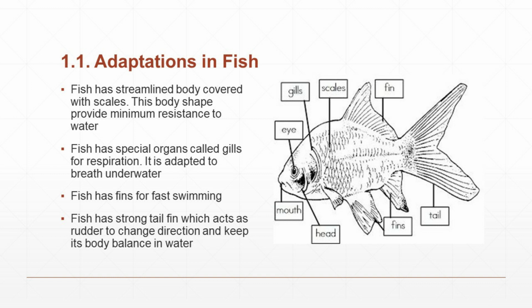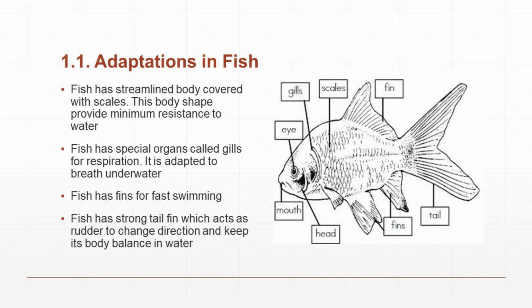The fish live either in fresh water or marine water. Fresh water means the ordinary water. Marine water means water which is found in sea or in oceans. First, let us learn about the adaptations a fish has.